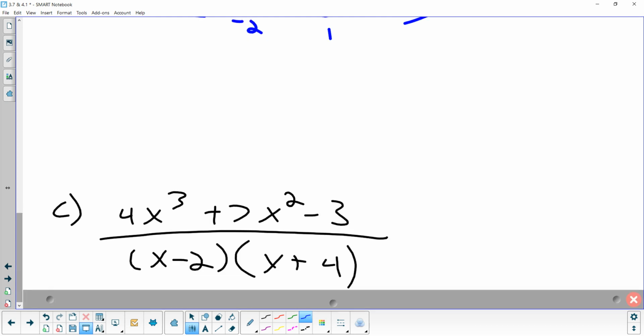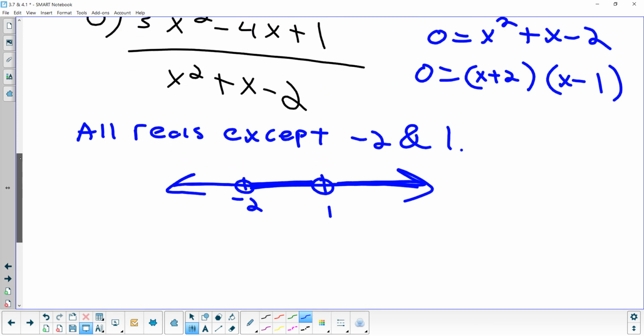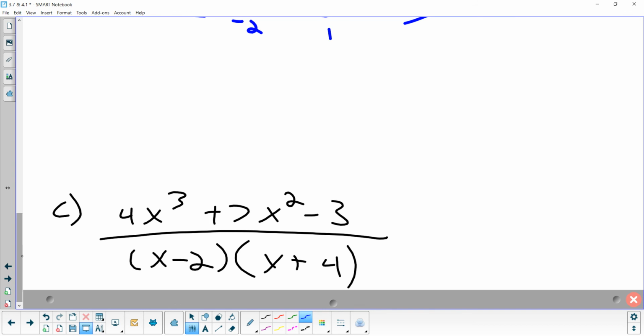Right, and this one I'm going to skip writing it down. Let's just say it verbally real quick. Well, what are the 2 values you can't use in the domain here? Yep. 2 and -4. It's really just like B, except it's even easier because they already factored it for you.